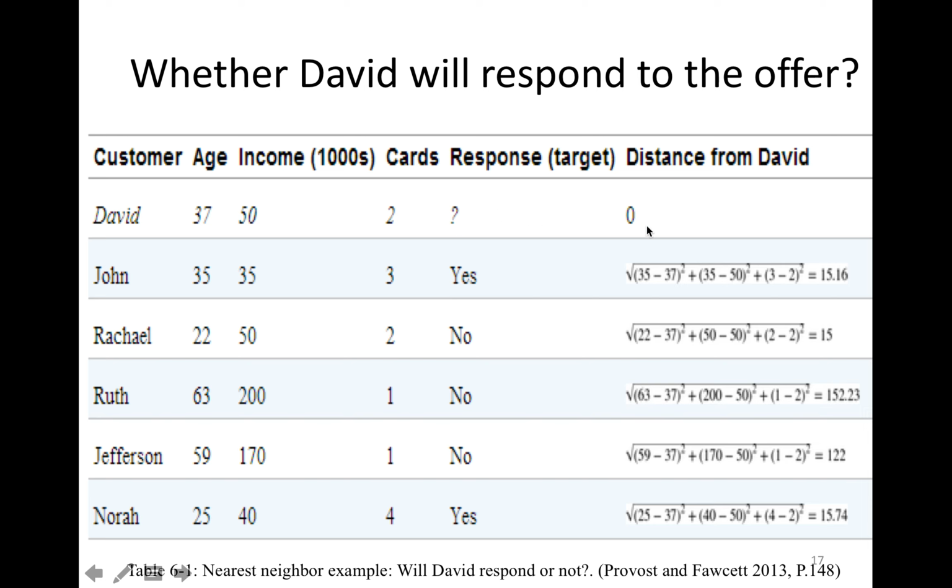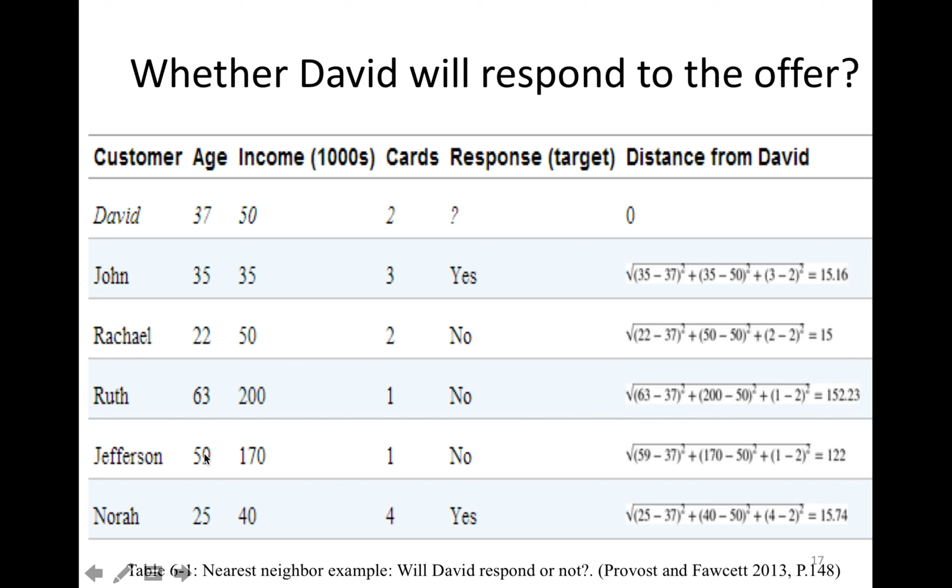So the distance between David and each of the five customers in the training set will be calculated using Euclidean distance based on the age, income, and cards attributes. Be sure to use only predictors and not the target variable in the distance function. This example has not done normalization at this point, and this is a good point to show that and make some points about it.